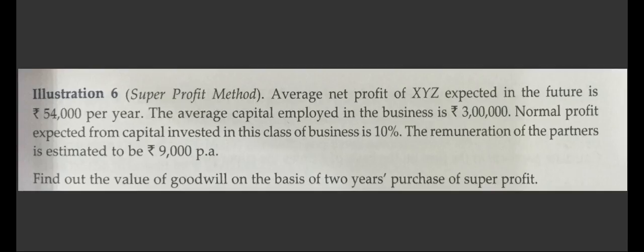Let's move on to the next practical problem. Next problem says average net profit of XYZ Limited expected in the future is rupees 54,000 per year, right? The average capital employed in the business is 3 lakh. Normal profit expected from capital invested in this class of business is 10%. The remuneration of the partners is estimated to be 9,000 per annum. Find out the goodwill on the basis of 2 years purchase of super profits.